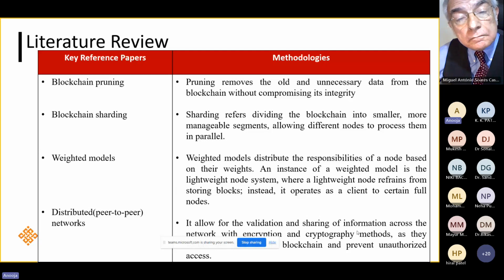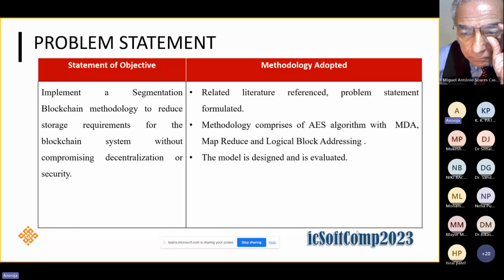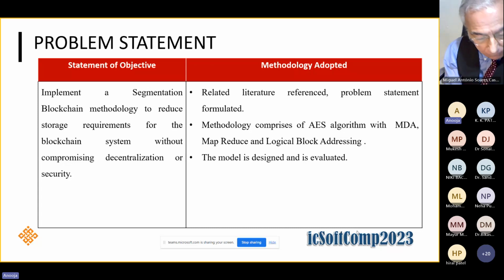In case of a peer-to-peer model, the data is transmitted among the networks by ensuring the encryption and all the sufficient cryptography methods. So the blockchain segmentation problem is stated as: the aim is to implement a segmented blockchain model to reduce the storage requirements without compromising the security. In this technique, we have used the AES algorithm, which is a symmetric encryption algorithm, and we have used a MapReduce technique and logical block addressing.